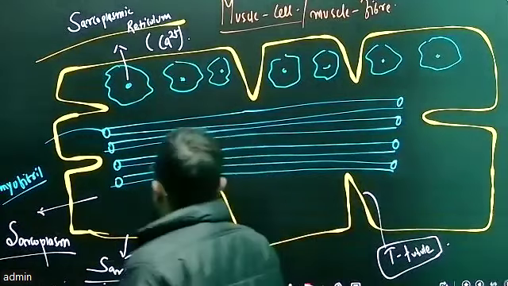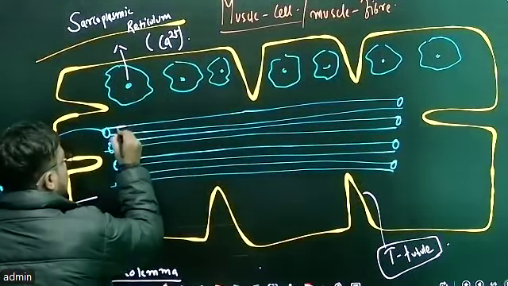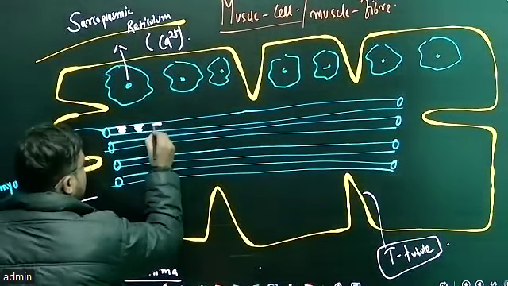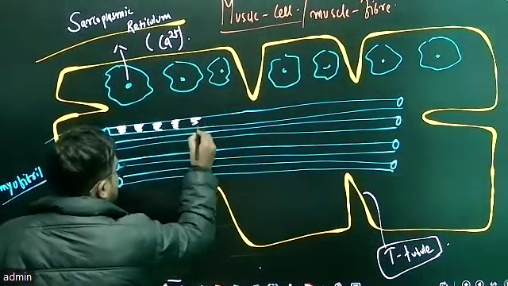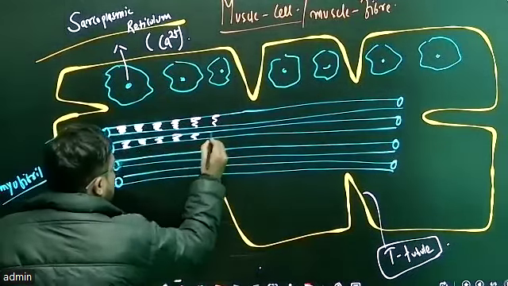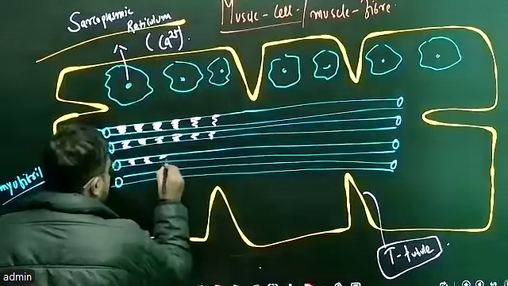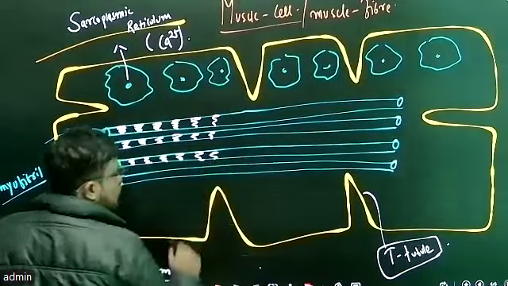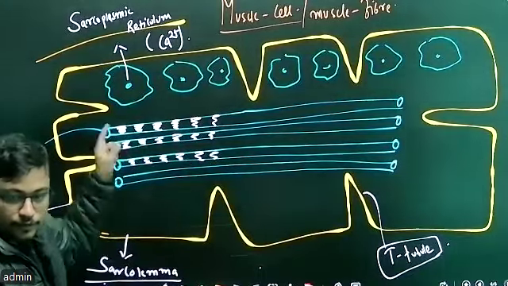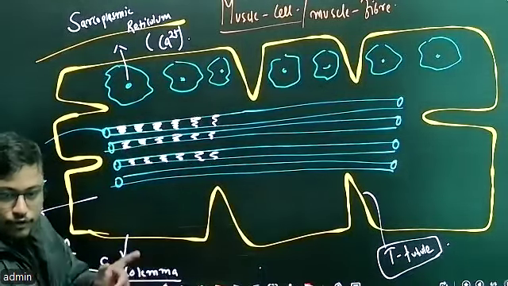Now, look at this. These are your myofibrils, right? In the myofibril, you will see light band, dark band, light band, dark band. So these are your striations. And because of the presence of these striations, it will look striated. Yes or no?